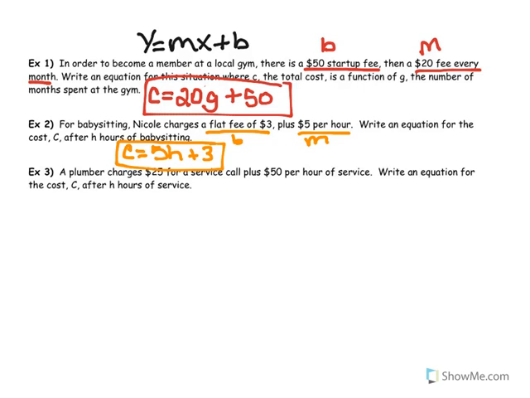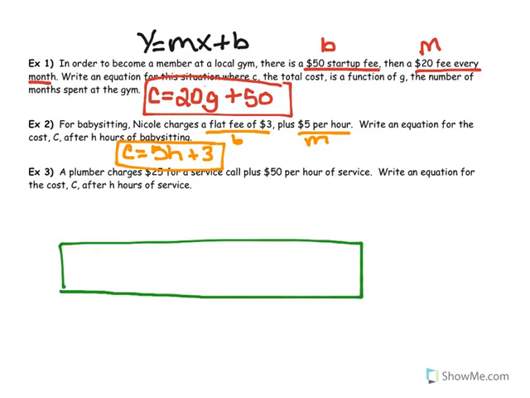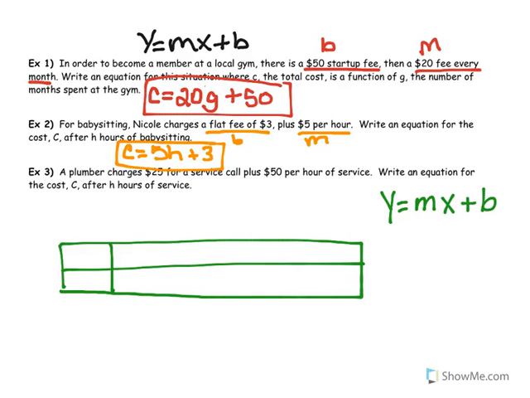Now for number 3, I am going to use a table, so I would like for you to use one as well. I'm going to use a table to help organize my information. Now, when I am writing an equation, remember in the form of y equals mx plus b, I know that m is going to be my rate, and b is going to be what stays the same.